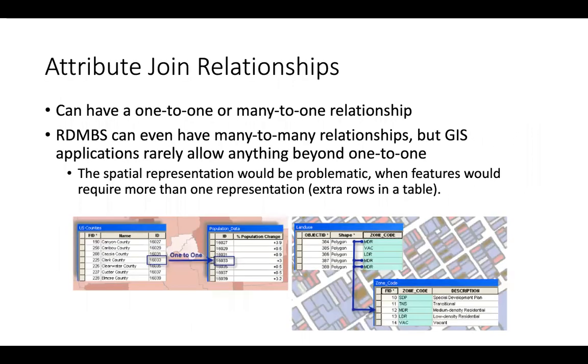Remember when we talked about the different types of relationships that you can have in a database? Attribute join relationships are very much a part of that. Attribute joins can have a one-to-one or a many-to-one relationship. Relational databases can even have a many-to-many relationship like we talked about earlier, all of the university professors and all of the university students. But GIS applications rarely allow much beyond one-to-one. This is because the spatial relationship representation would be problematic when features, real points, lines, and polygons, will require more than one representation.